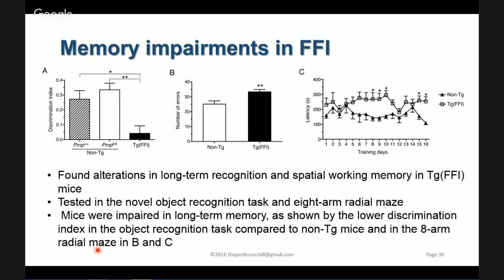Yep, so how much time do they spend with the new object versus a familiar object, and are they able to discriminate something they've seen before or not? Can they recognize that? And the mice that have the point mutation that's similar to what we see in FFI don't have that ability to discriminate a new object from an older object. If we also look for spatial working memory using a radial arm maze, in this case an 8-arm radial arm maze, okay?